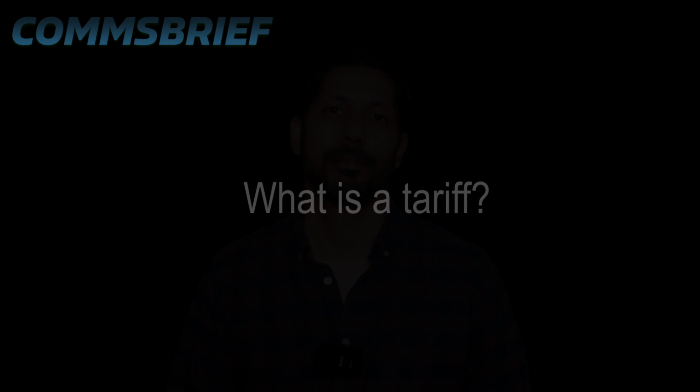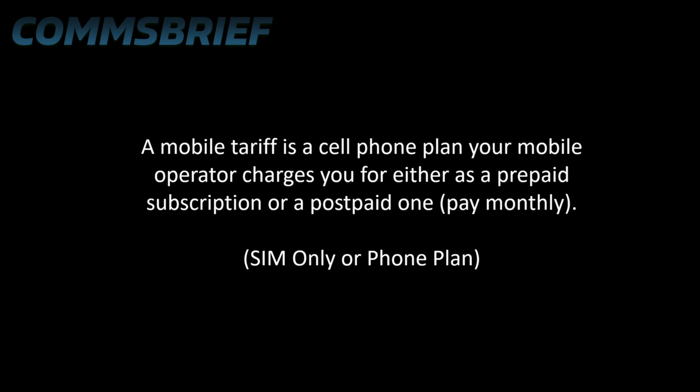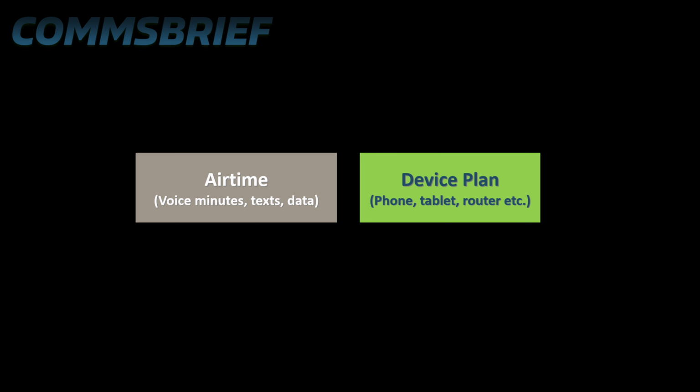So let's start with the definitions first. What is pricing and what is a mobile tariff? Let's start there. A mobile tariff is a cell phone plan your mobile operator charges you for either as a prepaid subscription or a postpaid subscription, pay monthly. A mobile tariff is a combination of airtime and device plan. Airtime is your voice minutes, texts, and data, so it's the mobile service itself, and the device plan is the payment for your mobile phone or cell phone.